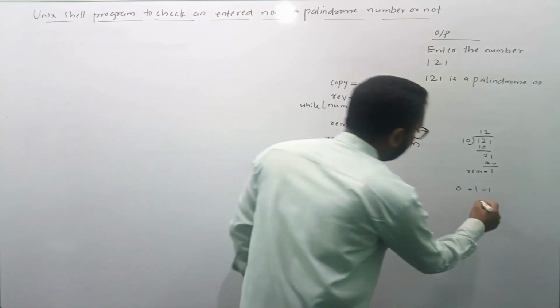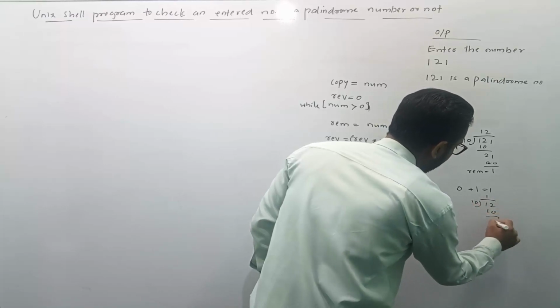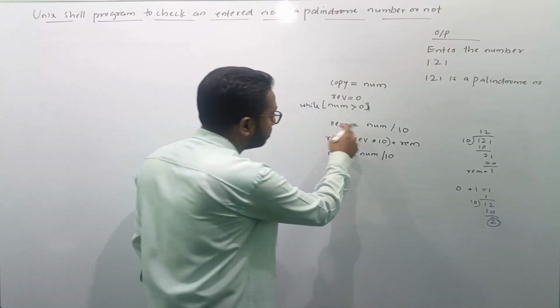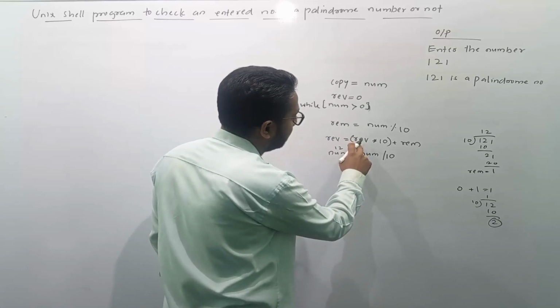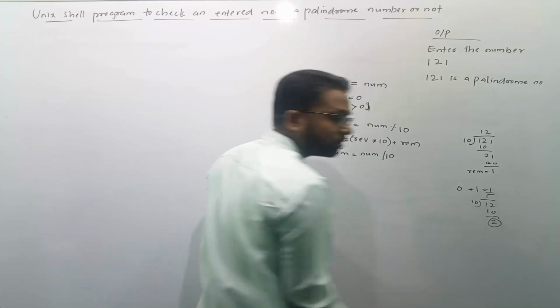So again I will find out the remainder, and I will get 2 as the remainder now. So now that 2 gets stored inside the remainder variable. Okay, next reverse. Reverse is how much? Reverse is 1.